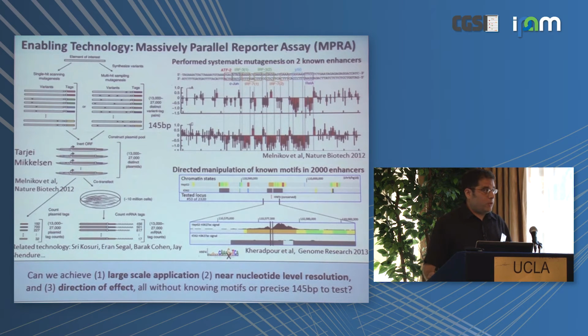So in the original paper, which published this technology, what they did was they took two well-known enhancers and they did a systematic mutagenesis. They took each nucleotide, mutated in each possible way. They did multiple different barcodes to reduce the noise. But because they were devoting so many sequences to interrogating these two locations, they were only limited to testing two regulatory regions.